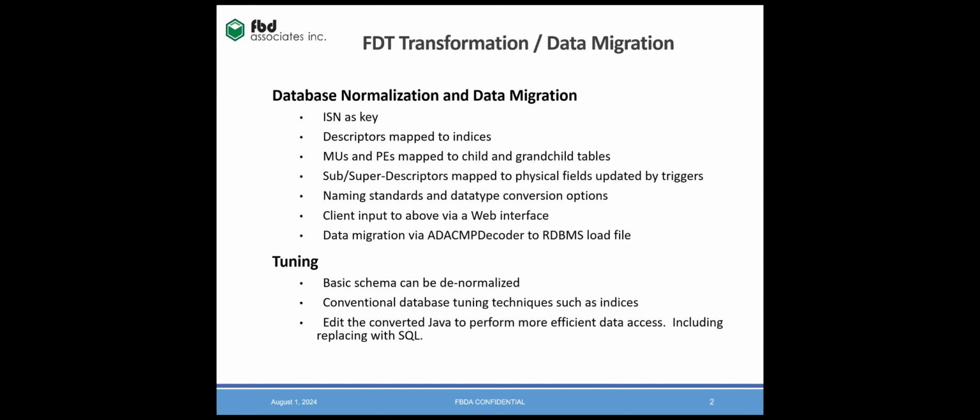Some of the rules include: we keep ISN as the key, the descriptors in the FTT are mapped to indices in the relational schema, MUs and PEs, for the most part, are mapped to child and grandchild tables. And the supers and subdescriptors are mapped to physical fields, which are updated by triggers. With this, I will now demonstrate the use of the JabNet Migration Support Tool, or JMST for short.